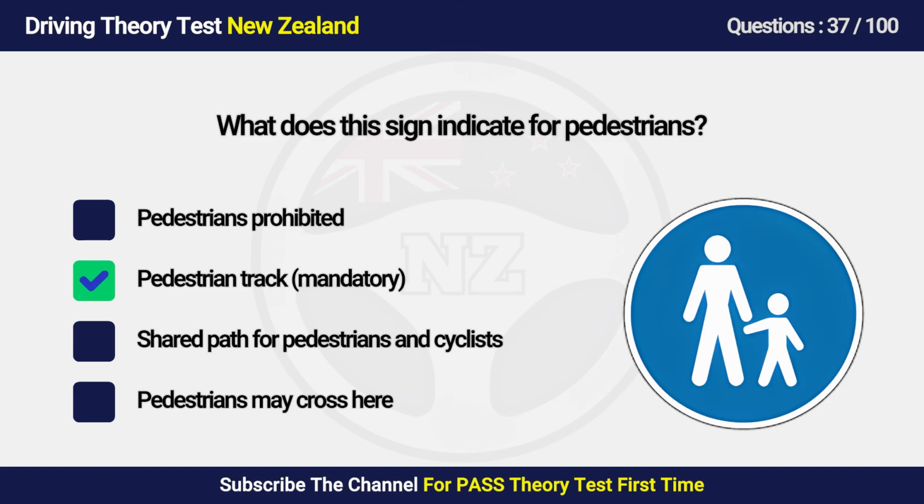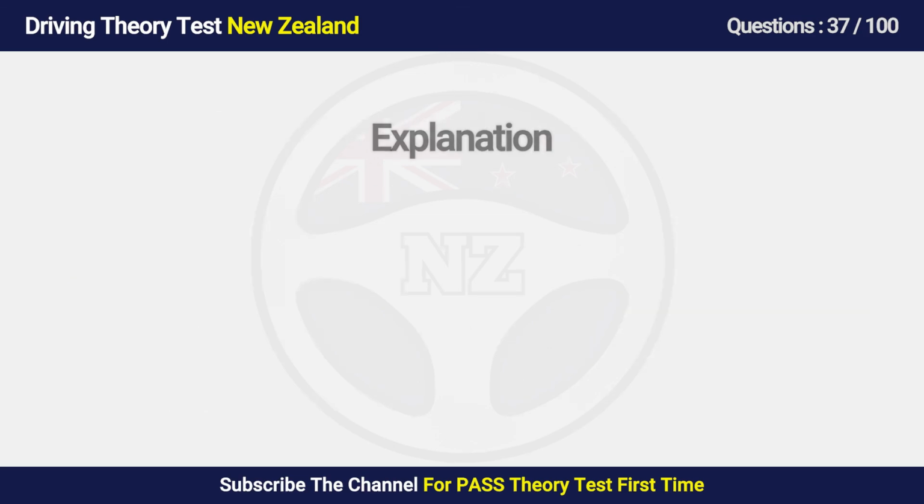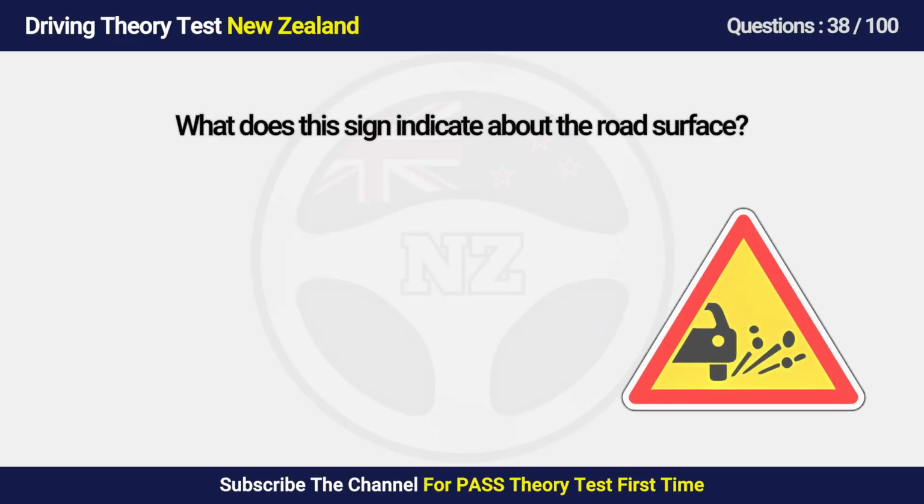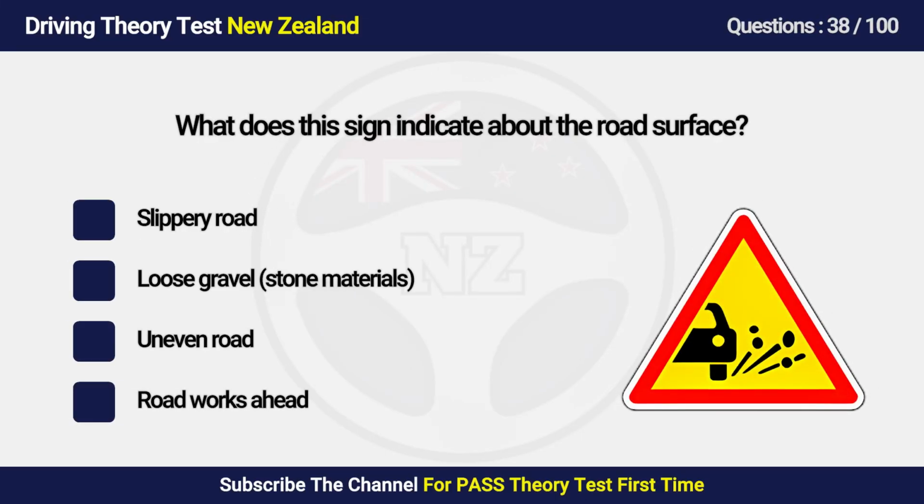Answer is B. Pedestrian track mandatory. This mandatory sign designates a path specifically for pedestrians, and they are generally required to use it. Question 38. What does this sign indicate about the road surface? A. Slippery road. B. Loose gravel stone materials. C. Uneven road. D. Road works ahead.